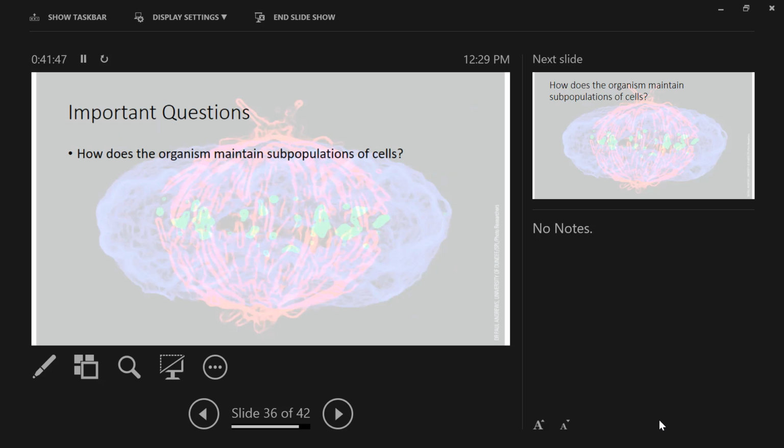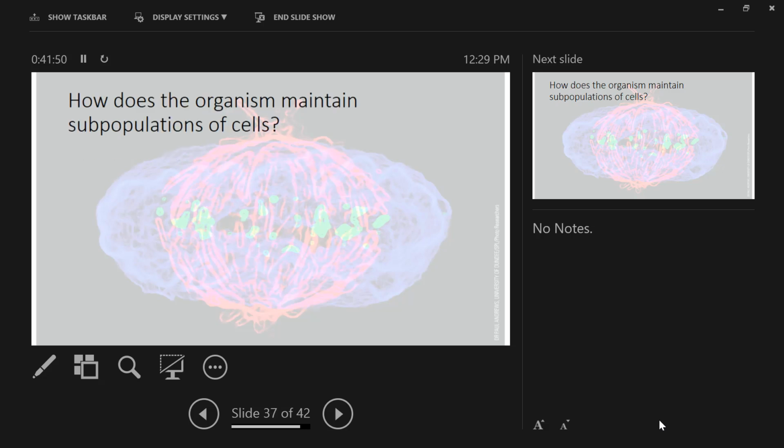All right, this next question. How does an organism maintain subpopulations of cells? Because it seems that if you can trigger a cell to do this, how do cells work together to ensure that an individual cell isn't going to just grow like crazy? Because it seems like it would be to the advantage of the cell to just grow like crazy, even in a multicellular organism.